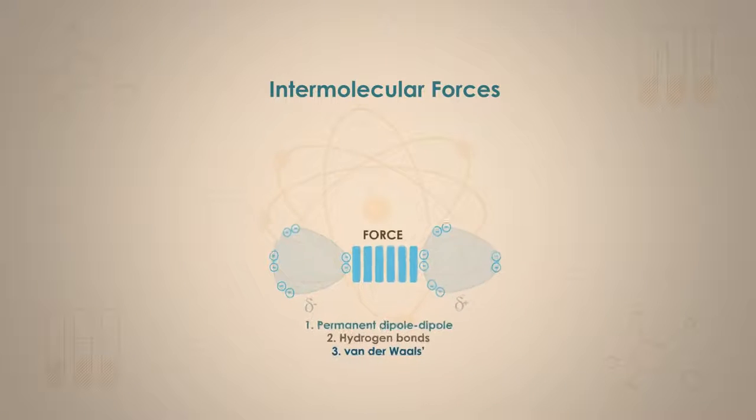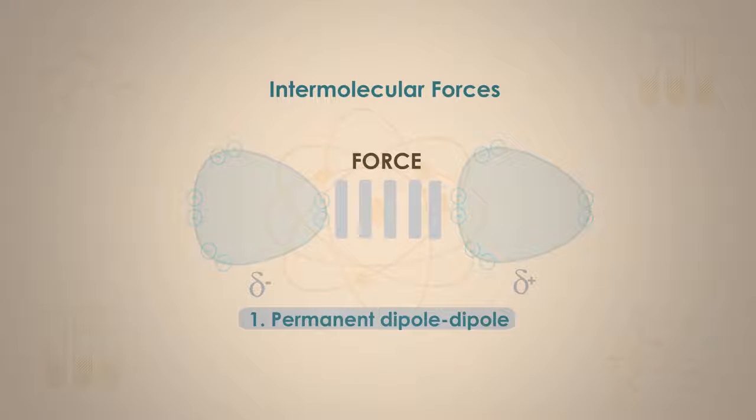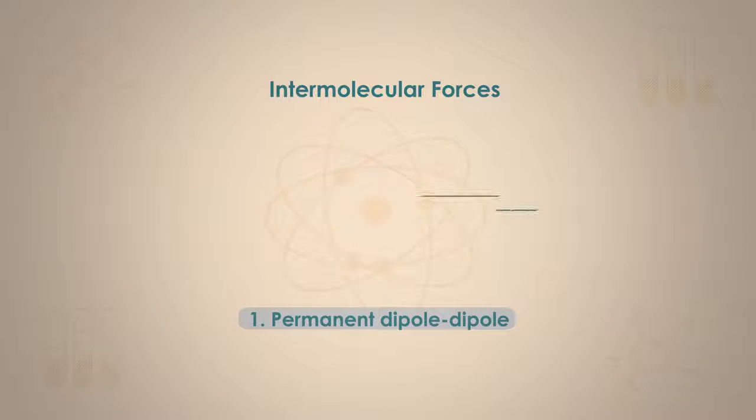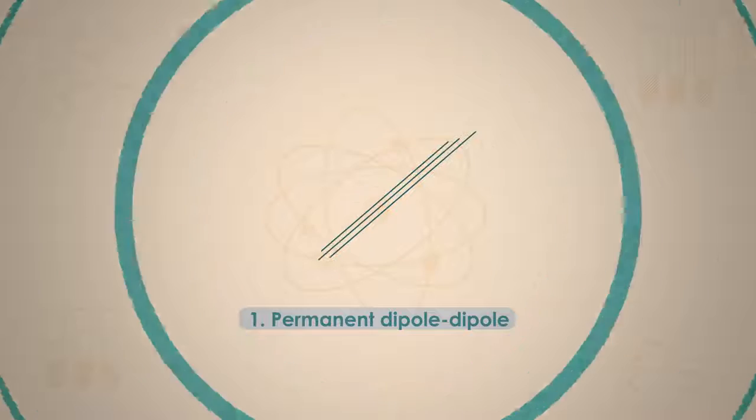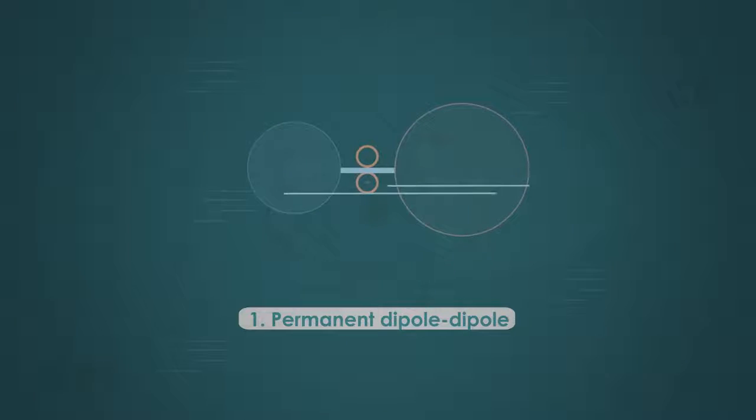Let us now look at these three intermolecular forces one by one. First up are permanent dipole-dipole forces. A polar molecule is one in which there is a permanent dipole, arising usually because the different atoms in the molecule have different electronegativities, the attraction by a bonded atom for the pair of electrons in a covalent bond.